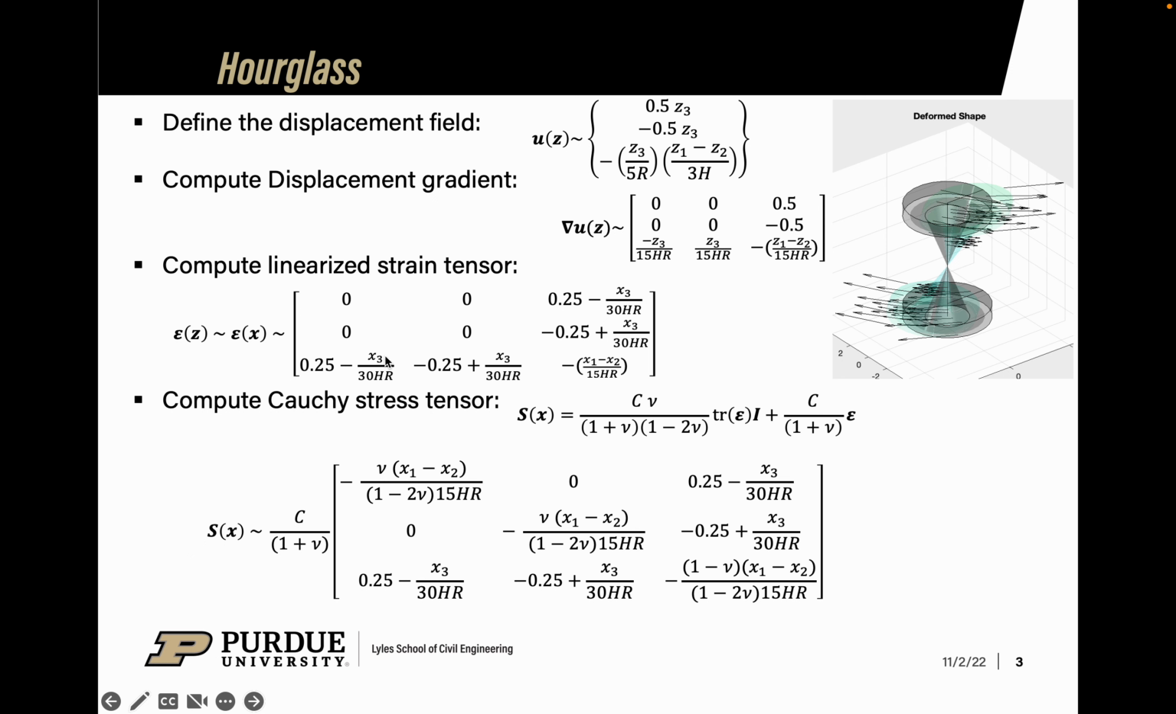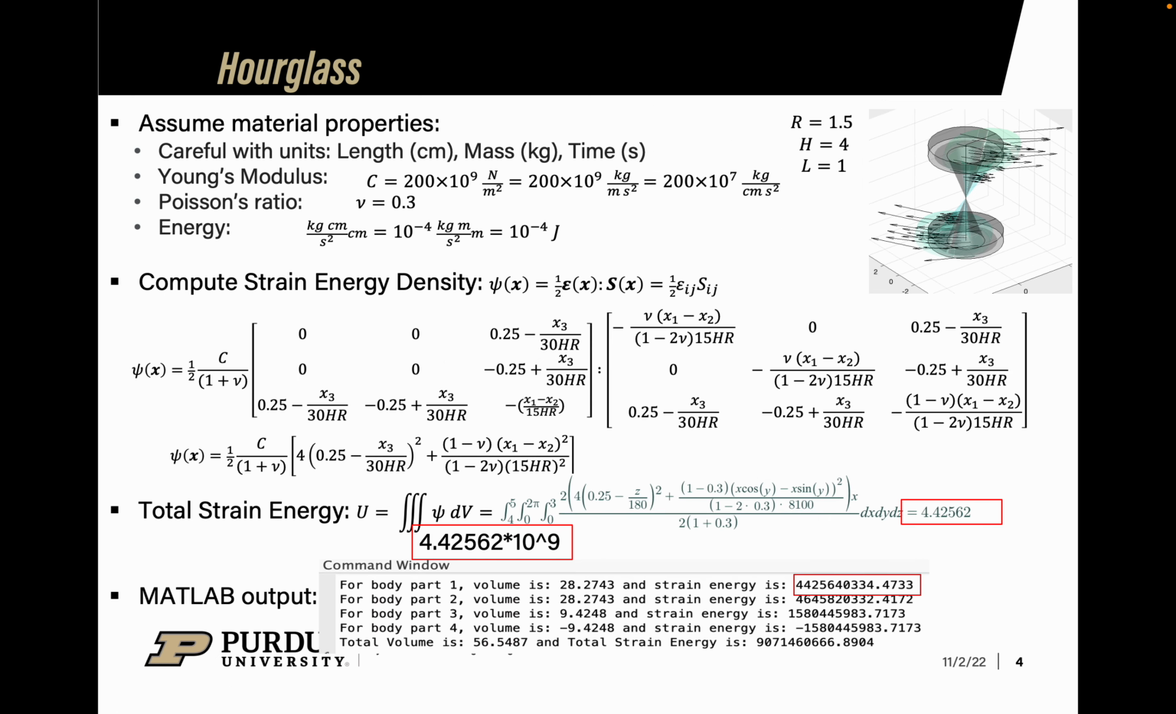Then we're going to compute the linearized strain tensor. And finally, we're going to compute the Cauchy stress tensor, which is this one expressed over here. After that, we're going to have to assume the material properties.